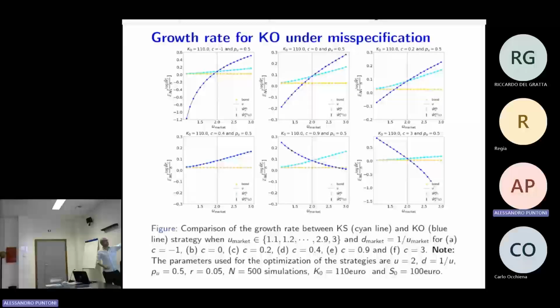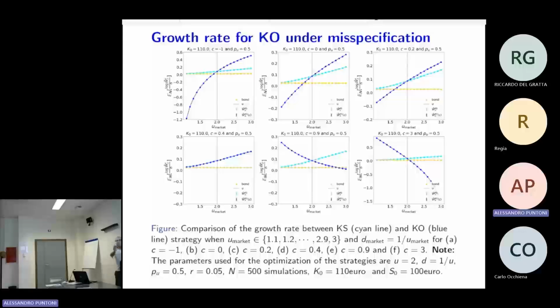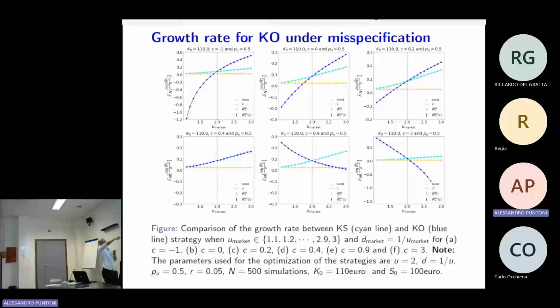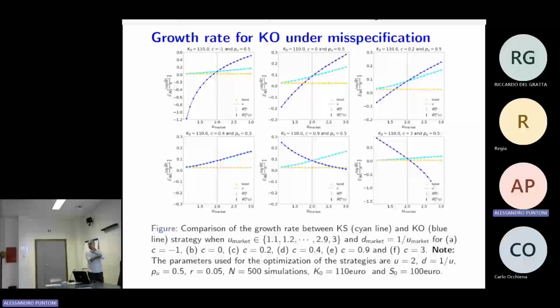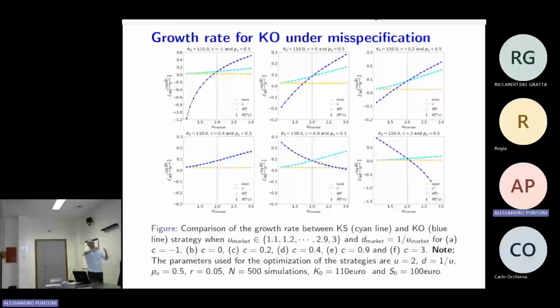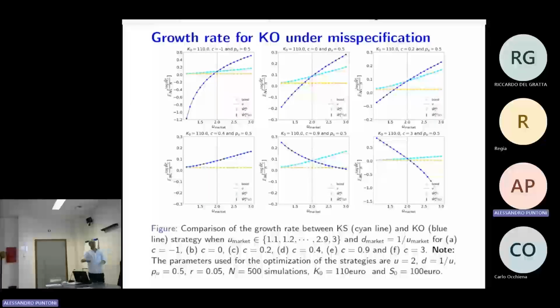For C equal to 0.4, the fraction in option is 0, so the two strategies are equivalent. Then at 0.5 we have a situation in which, if it is larger than U, the case with option is better than without option, and vice versa. In the case where U market is larger than U, the standard Kelly is better than Kelly with option, and vice versa. This is in the case of misspecification. However, there is no strategy that outperforms any other, whatever the estimation error.